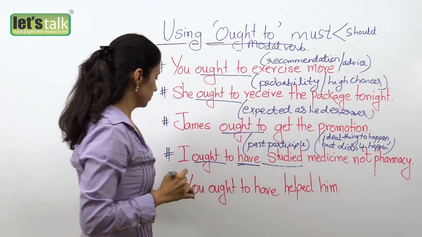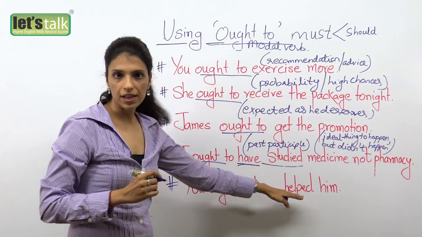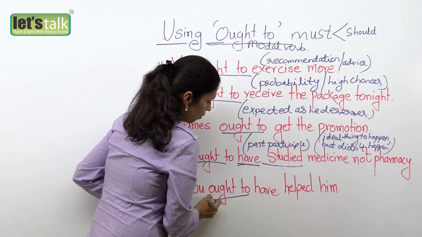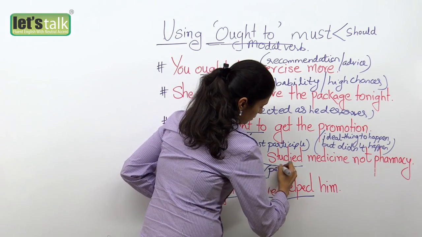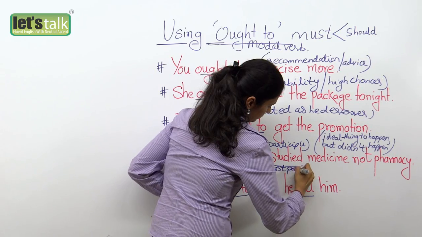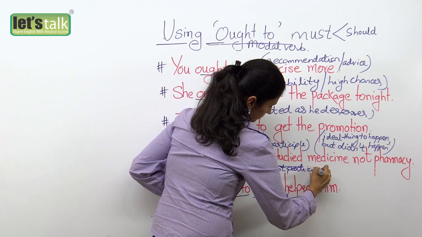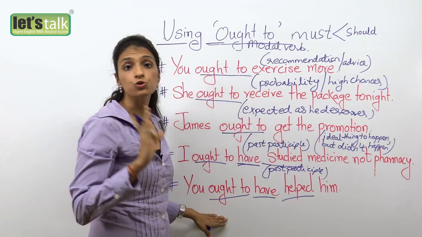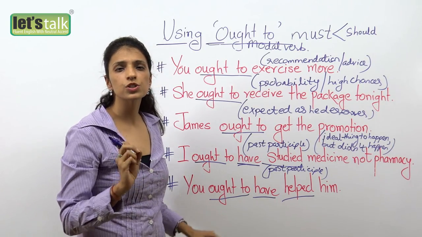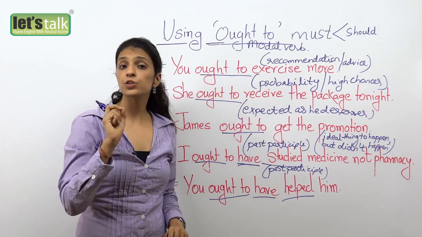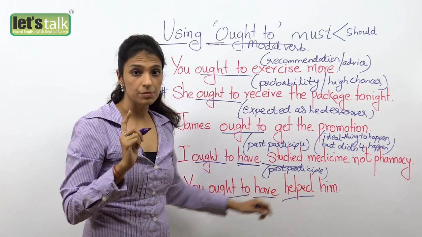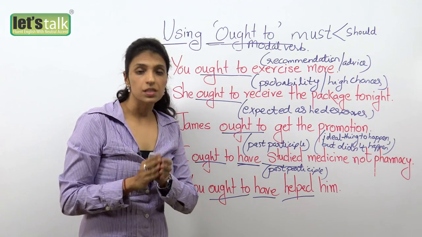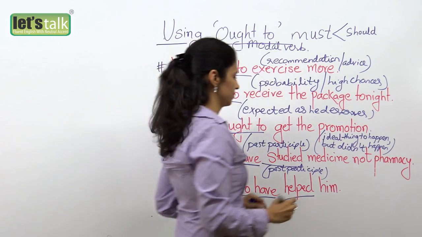Okay. My next example, you ought to have helped him. So when I say you ought to have helped him, the verb in the past participle, okay, something that you should have done, you didn't do. It was your duty to help him, but you did not help him. So, well, you ought to have helped him. That means there was a duty that you did not fulfill in the past.